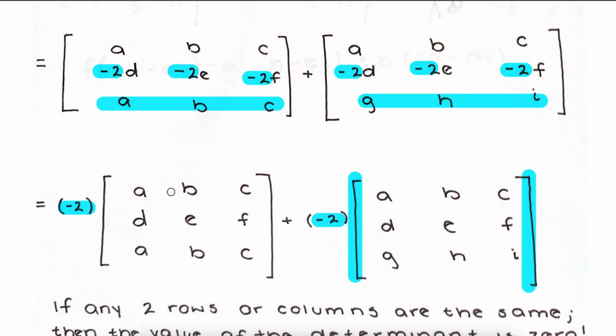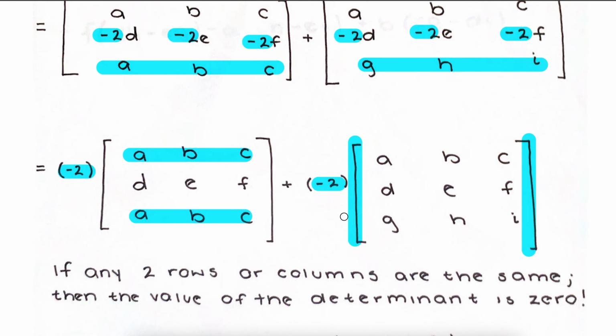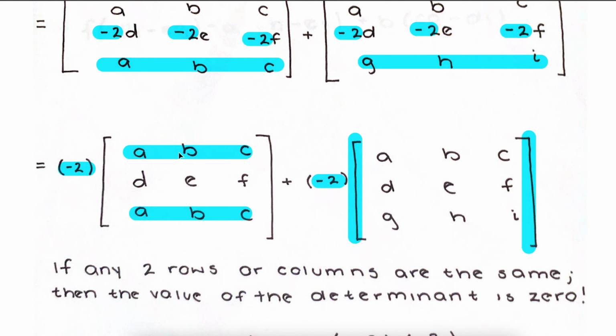And then the first matrix, we see that we have an a, b, c, and then we have an a, b, c on the bottom, so we know that row 1 repeats twice. And because row 1 repeats twice, we know from the properties that if any two rows or columns are the same, then the value of the determinant is 0. So because row 1 and row 3 are the same, we know that the determinant of this matrix is equal to 0.